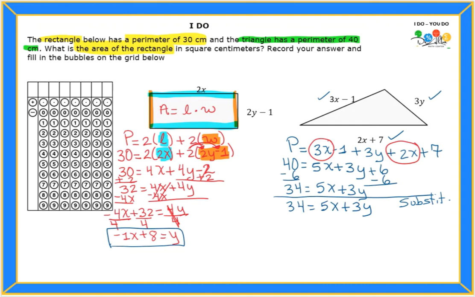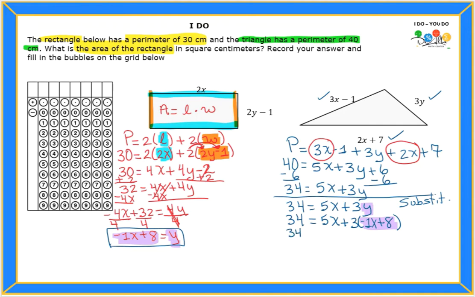But now I am going to replace the y with my value that I found, which is negative 1x plus 8. So look what I did over here. This y has this value because I have it over here on my other side. Is that correct? So I'm just replacing it. So let's go ahead and continue.